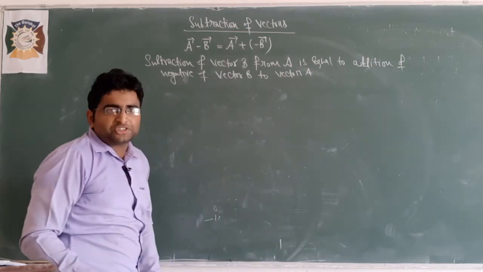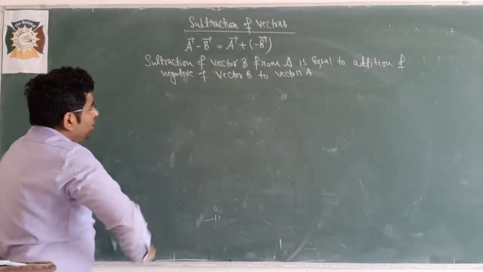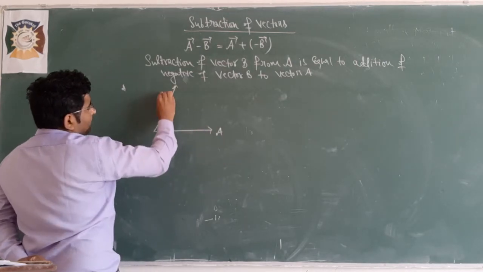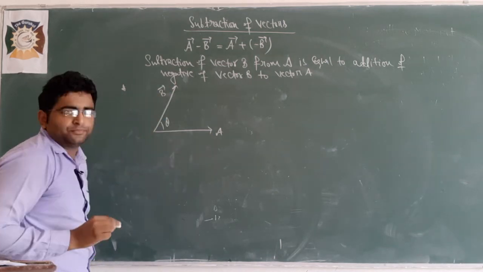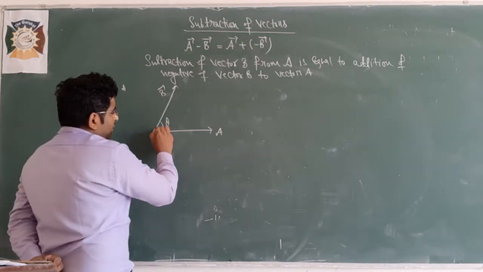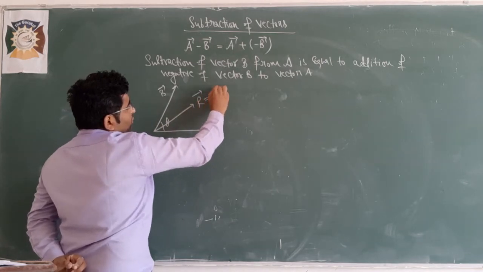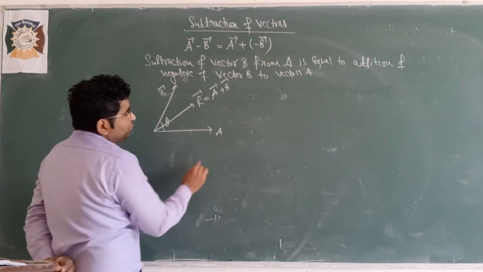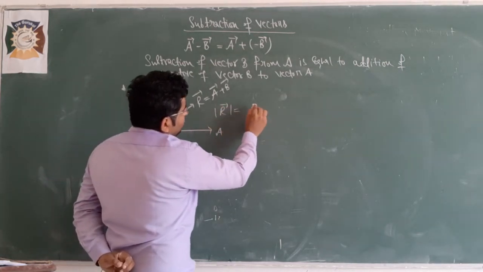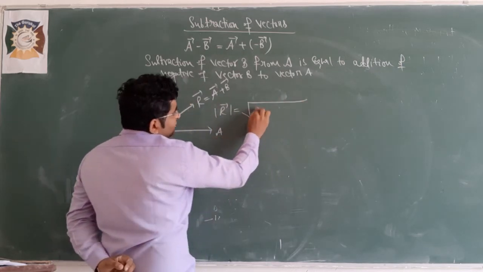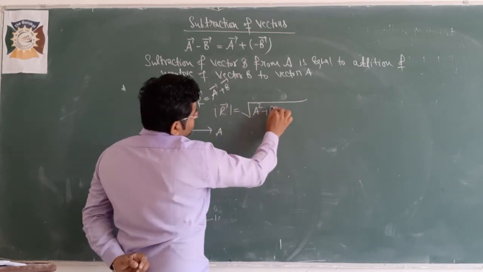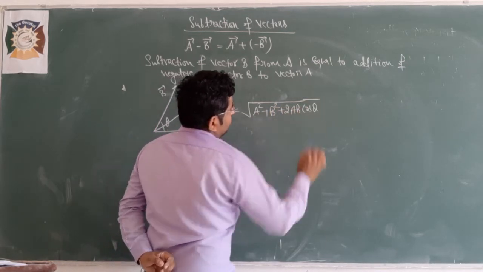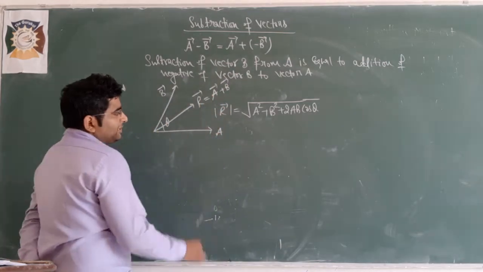So beta, again we have to study the addition of vectors. What you have studied? Suppose two vectors A and B are inclined at angle theta. Then what will be the resultant? It will be R and it is equal to A plus B. And what was the magnitude of R? It is equal to under root A square plus B square plus 2AB cos of angle between them. Clear? And what about direction?